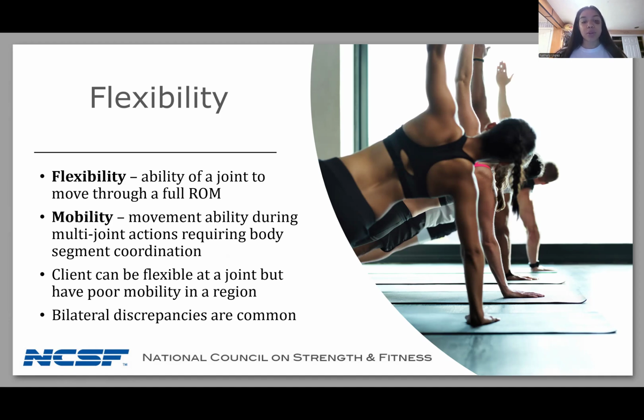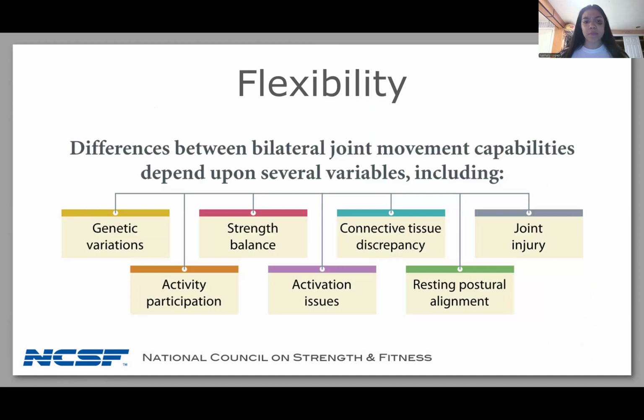So bilateral discrepancies are also common. It might be that you have good flexibility on one side and poor flexibility on the other. This can be due to many reasons, like injury. There are differences between bilateral joint movement capabilities depending on several variables, including genetic variations and activity participation. So if you are a baseball player, you might have changes in flexibility in your right versus left side of your rotator cuff, some strength balance.